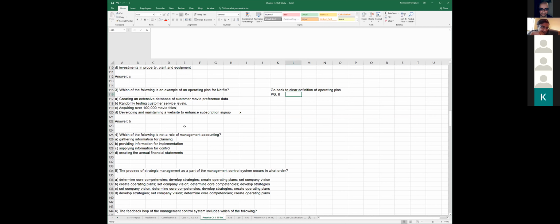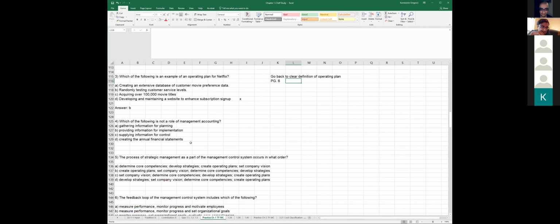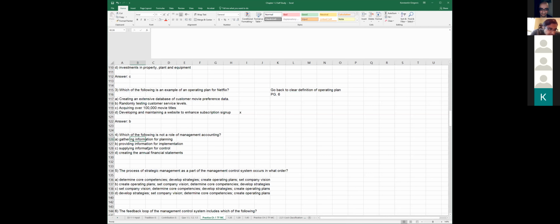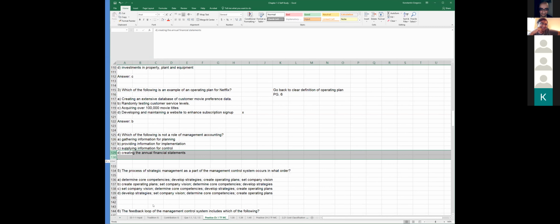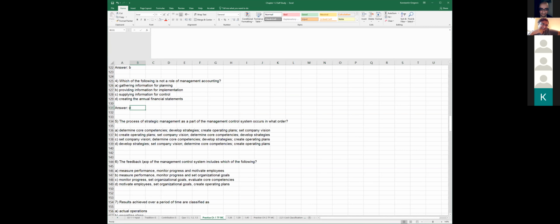Okay, this one should be simple. Which of the following is not a role of management accounting? Gathering information for planning, information for implementation. D. It's D. I don't think there's too much controversy here. No controversy. D. Imagine if you got it wrong. Okay, good. Next: the process of strategic management as part of the management control system occurs in what order? I think this is basically your strategic plan. So what's the first step, the next step, the strategies, and so on?